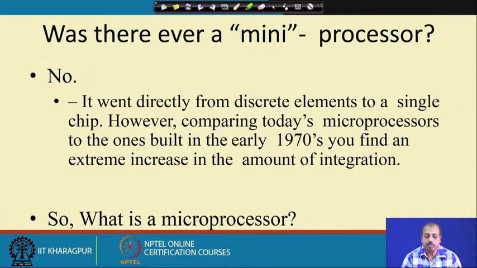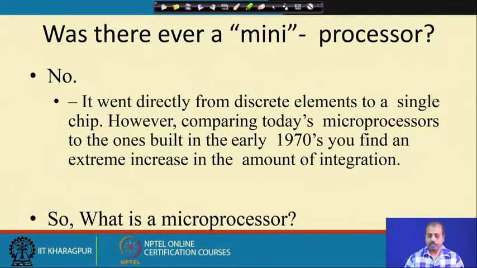However, comparing today's microprocessors to the ones built in the early 1970s, you can find an extreme increase in the amount of integration. This 8085 is one of the very simple processors that we will look into, but today's processors used in computer systems are so complex that it is very difficult to cover them in a single course. Several components are designed with a high level of optimization and with integration between the processor designer, operating system designer, programming language and compiler designers and all. That way it makes it very complex.